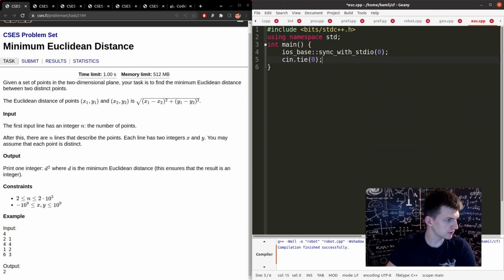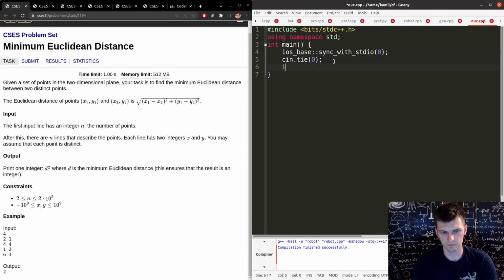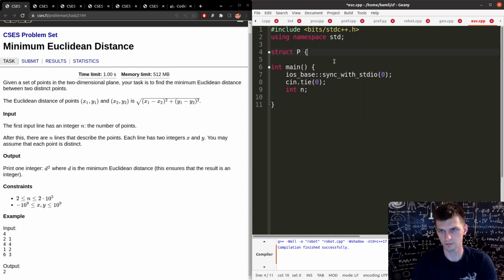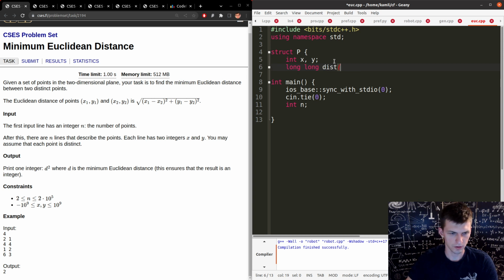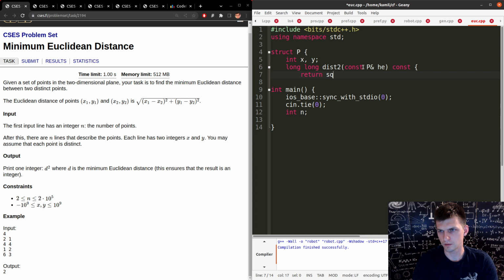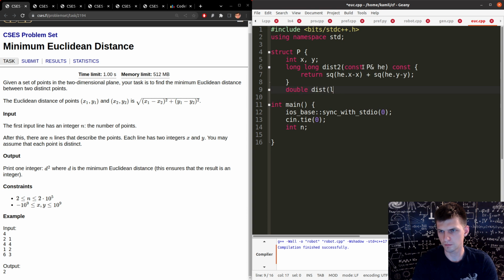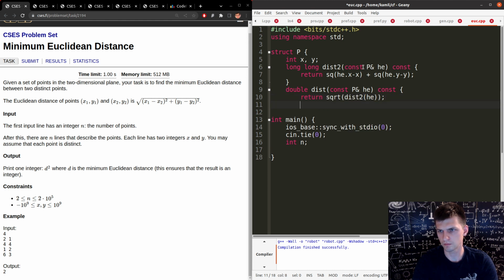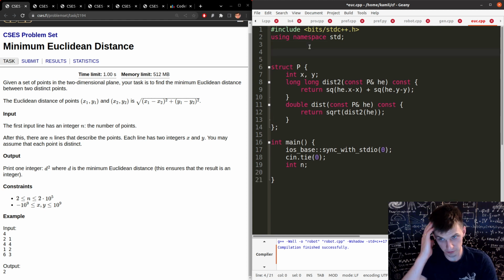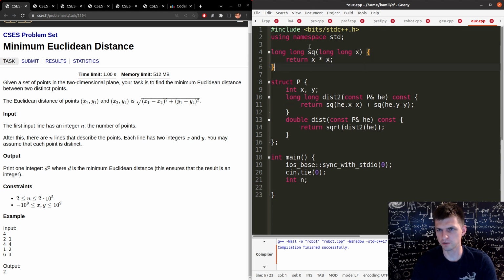And my face can be moved again. Do I need distance or square of a distance? Let's get both. We have a struct for points, we have functions for square of the distance and the distance. This is a helper function for square of a number.